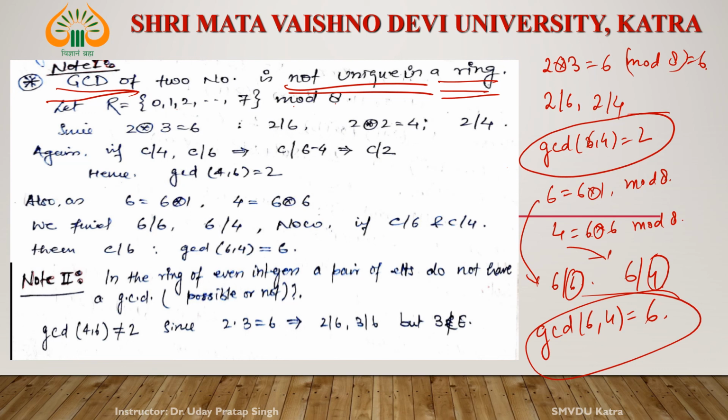Whether GCD of two numbers exists or not. See the second example. Let us consider the ring of even integers, 0, plus minus 2, plus minus 4, and so on. This is the ring of even integers. Then what is the GCD of 4 and 6? GCD of 4 and 6 does not equal 2. Why? Since 2 into 3 is 6, 2 divides 6, but 3 does not belong to E. So GCD of these two numbers does not equal 2.